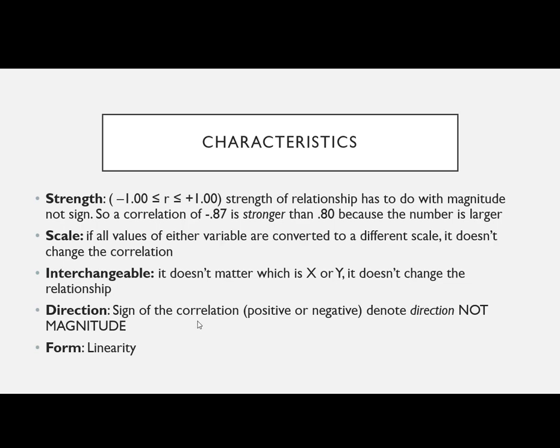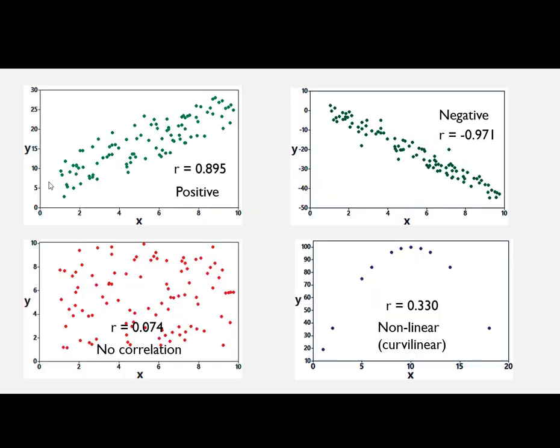Direction. The sign of the correlation, positive or negative, denotes the direction, not magnitude. So same thing I said up here. And then the form is for linear relationships. Okay, so for example, if I go up and to the right, I have a positive correlation, and this is a correlation of 0.895, which is pretty strong. It's close to +1. Here I have a negative correlation, and you can see that it's 0.97, which is a larger magnitude than this one, and it doesn't matter that it's negative. This would be considered a stronger relationship than this one.